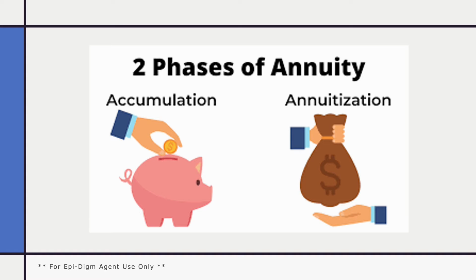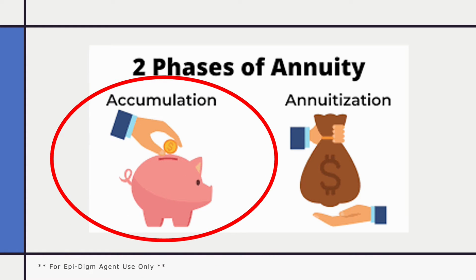As we said last week, there are three ways for the client to get a stream of income from an annuity. One is a withdrawal, the other is an annuitization, and the third one is a lifetime income or lifetime withdrawal benefit, which we're going to talk about next week.